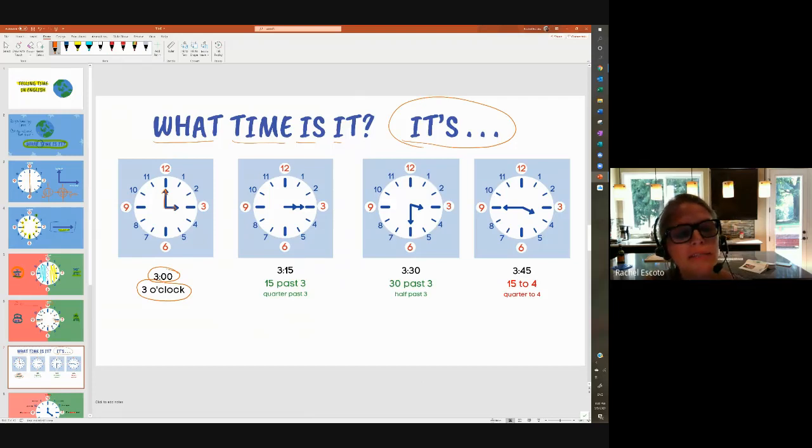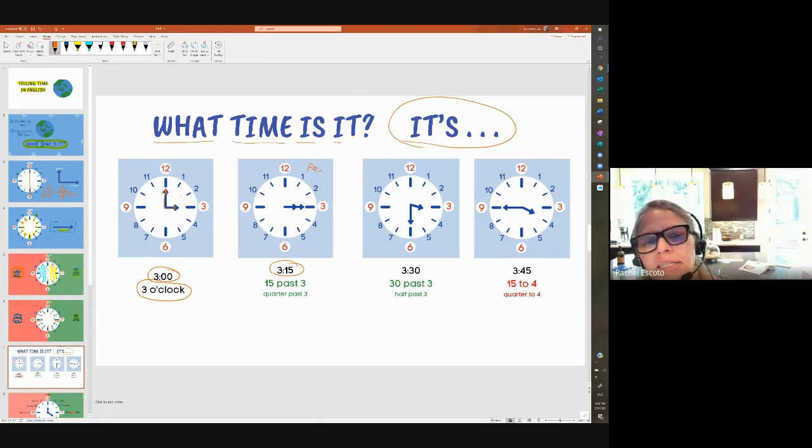Okay, but now our minute hand's going to move. And it gets here to 3:15. Remember, this side is past. This side is to. So we're going to say it's 15 past 3. It's 15 past 3, but 15 is also quarter. So we can say it 2 ways. Well, 3 ways. We can say it's 3:15, it's 15 past 3, or it's quarter past 3.